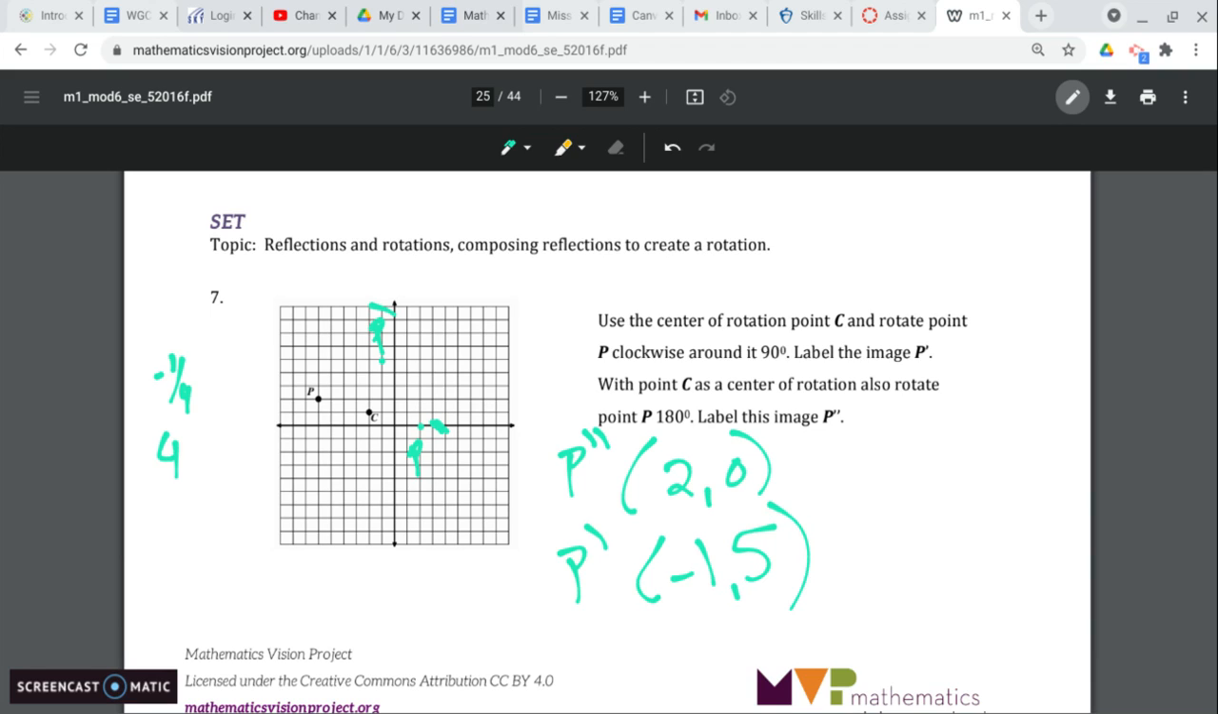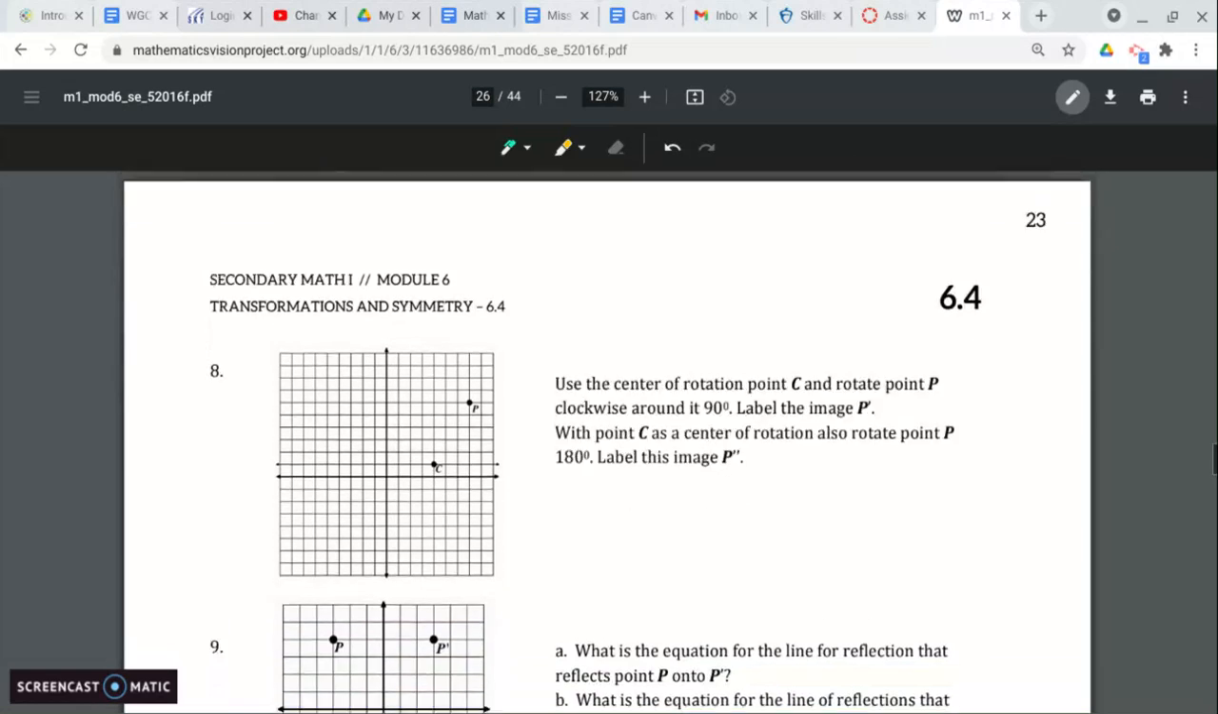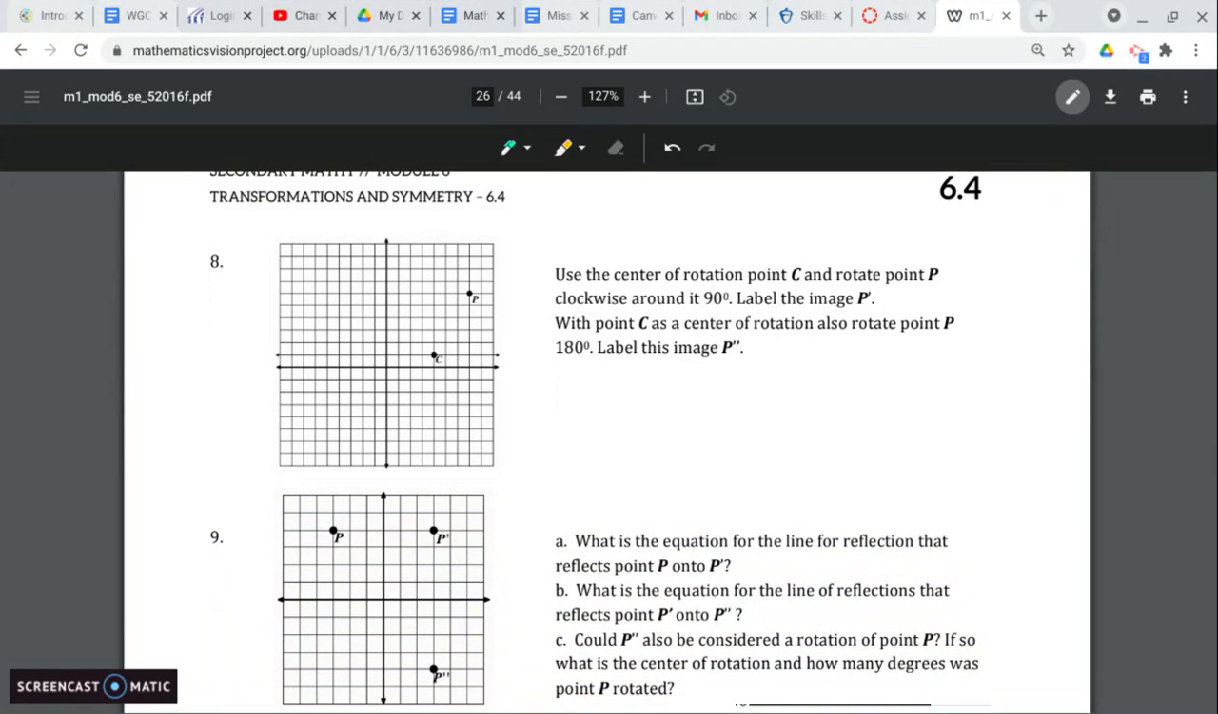So that's what you can do when your rotations are about a point other than the origin, especially 90 and 180. For 270, we just take it the other direction. We'd go down and over instead of going up and over. But yeah. All right, so it's the same idea for number 8. You're going to do a rotation, 90 degrees, and then 180.